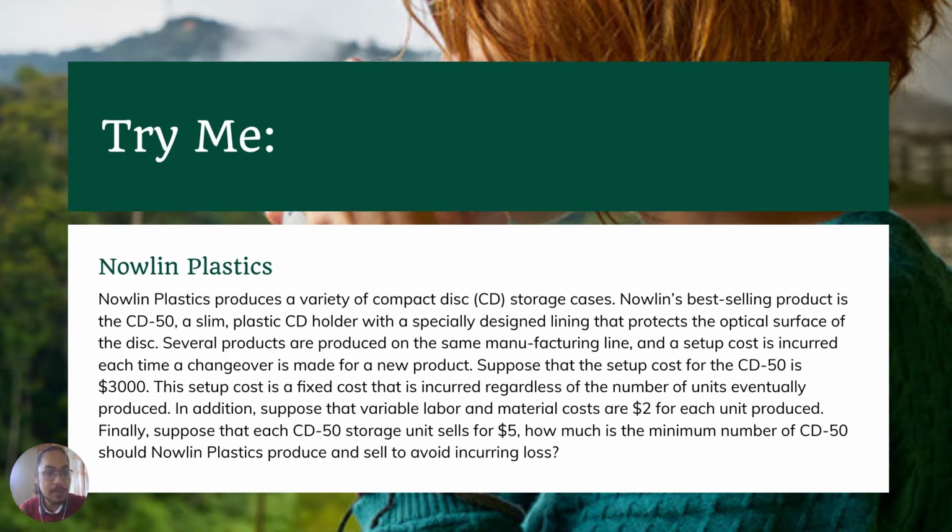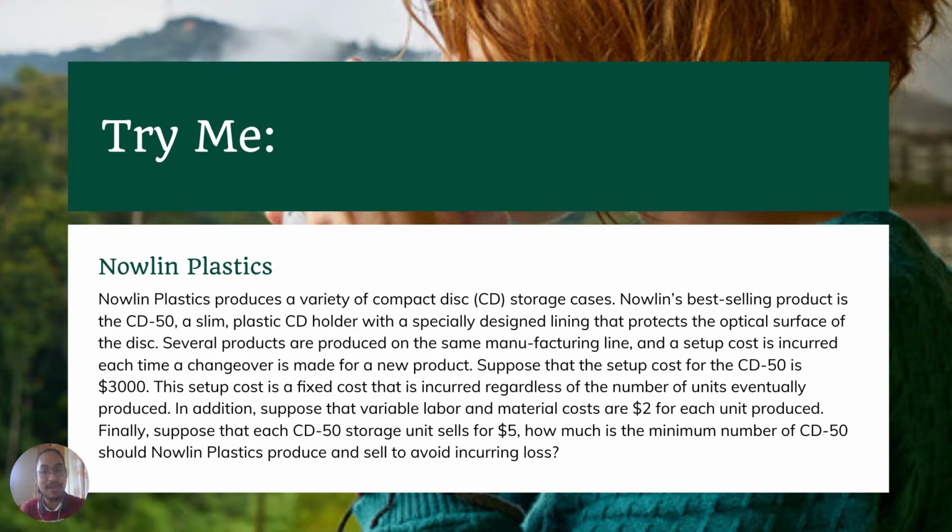The setup cost is a fixed cost that is incurred regardless of the number of units eventually produced. And in addition, suppose that variable labor and material costs are $2 per unit for each unit produced. And finally, suppose that each CD50 storage unit sells for $5. How much is the minimum number of CD50 should Nolin Plastics produce and sell to avoid incurring a loss?